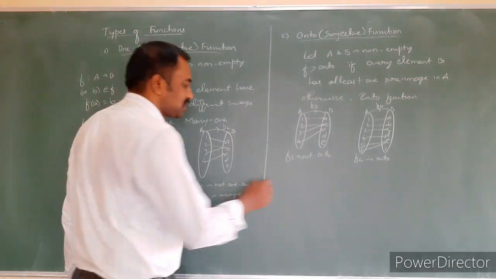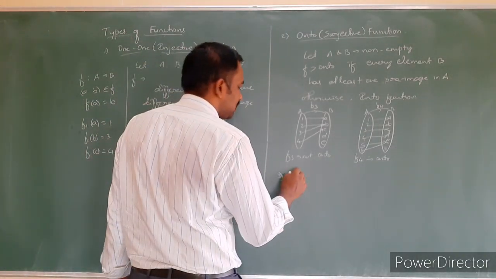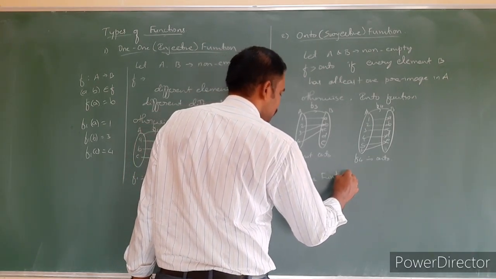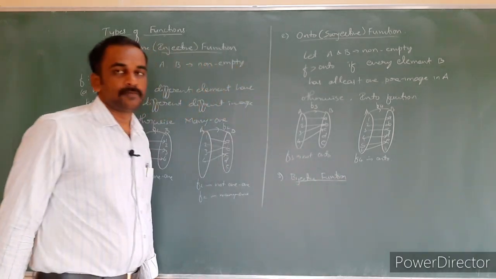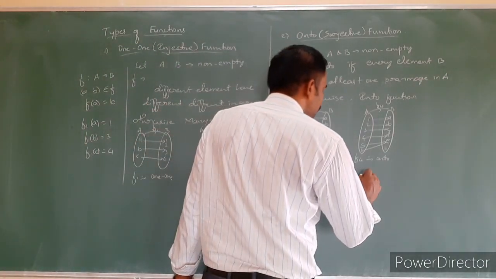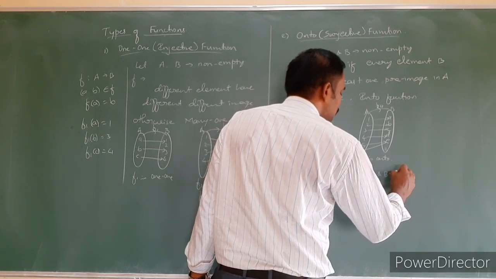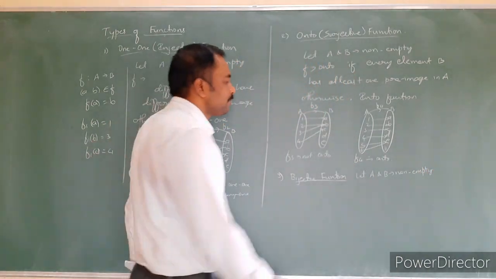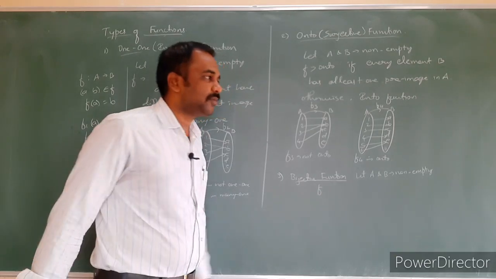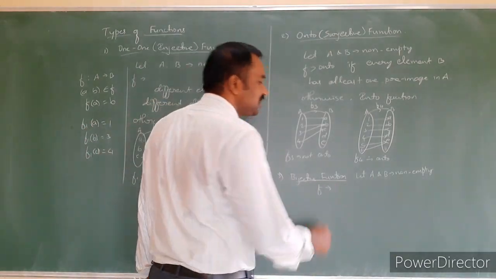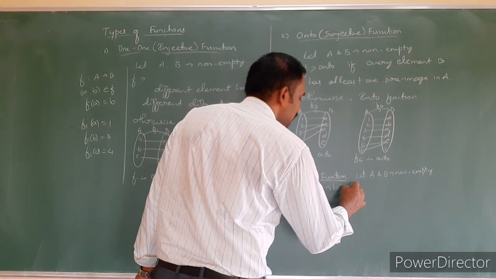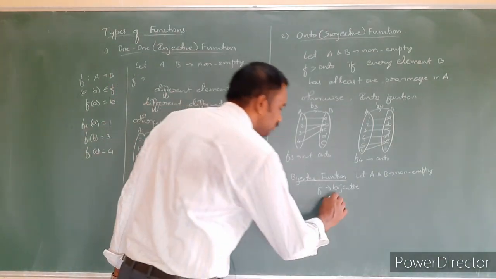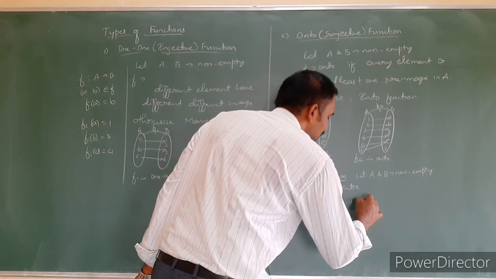Okay, now what is the third type? It is the bijective function. What is a bijective function? Again the same thing. Let A and B be any two non-empty sets. Then a function F defined on those two sets is said to be bijective if it is both one-one and onto.